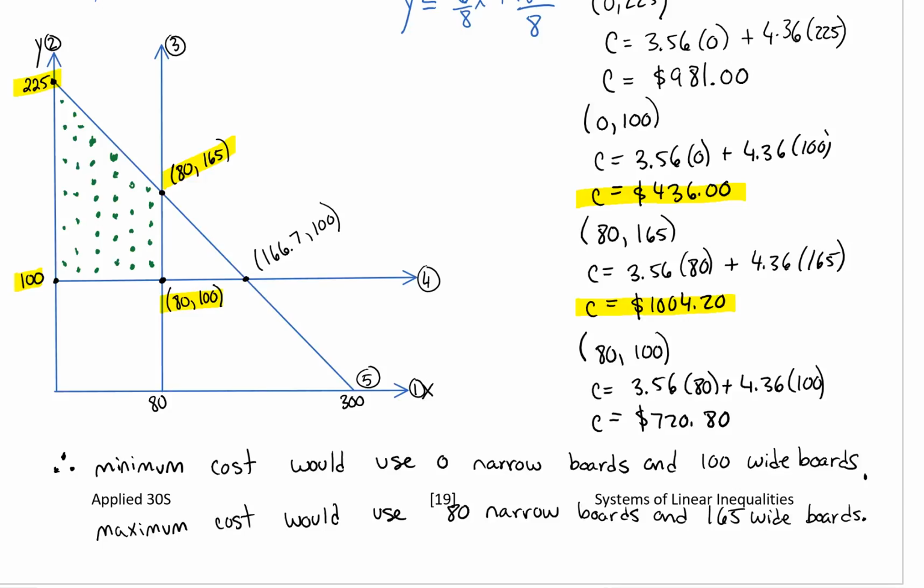Just be sure that you write some sort of concluding statement at the end. Highlighting or circling those 2 values isn't enough because we want to see and communicate to whoever's looking at the problem that those are the solutions you came up with for the minimum cost and the maximum cost.